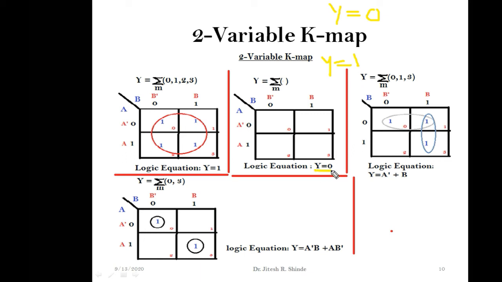Similarly, y is equal to summation m of 0, 1, 3. I have done the placement here in this graph: 0 will come here, 1 will come here and 3 will come here. Now I need to form the groups. Can I form a group of 4 ones here? No, there is no chance here. So I will go to a group of 2 ones. Group of 2 ones, yes, I can form a first group here.